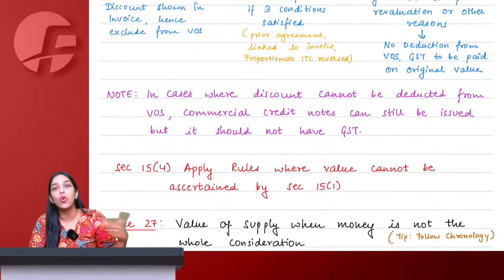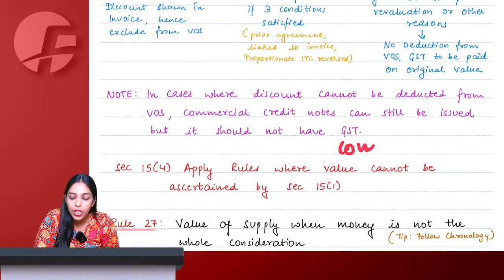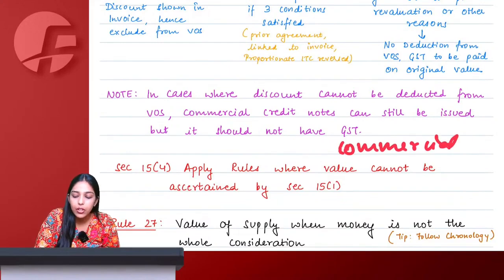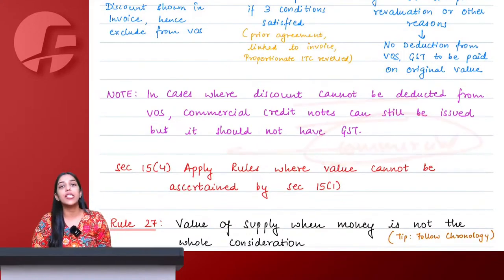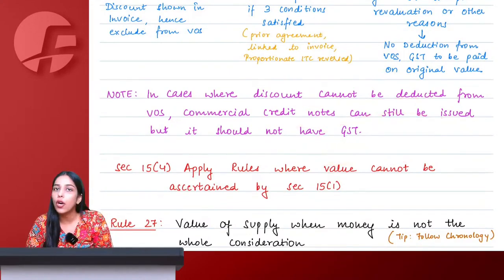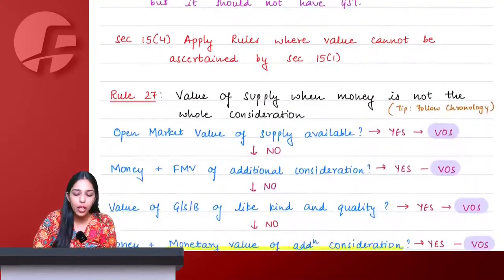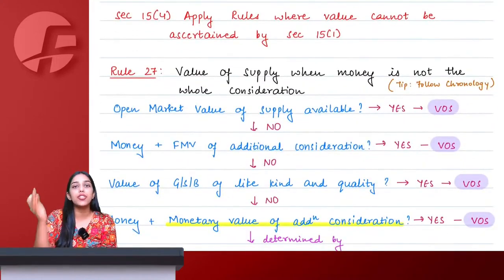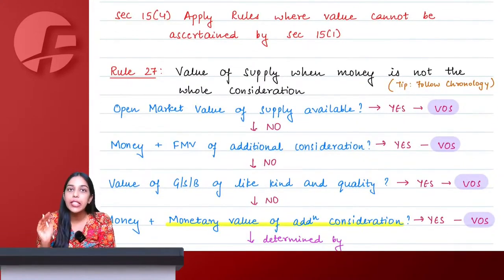However, to settle your own accounts, you can issue a commercial credit note, but that commercial credit note will be without GST, because GST liability reduction now will not be allowed to you. Alright, ma'am. Here we complete section 15.1, 15.2 and 15.3.